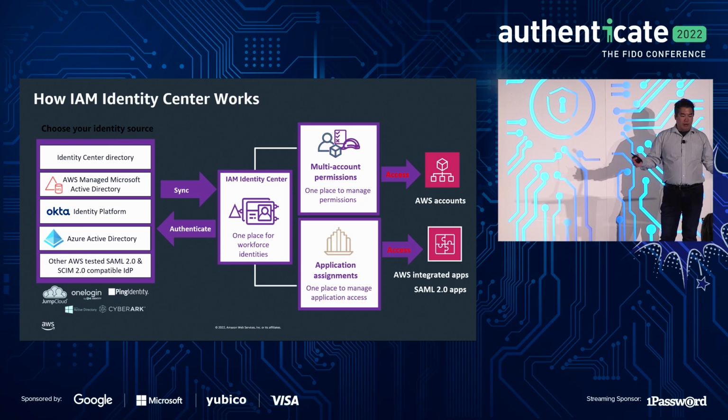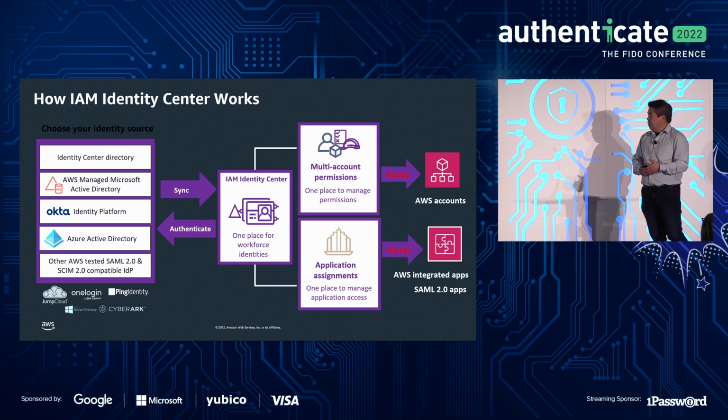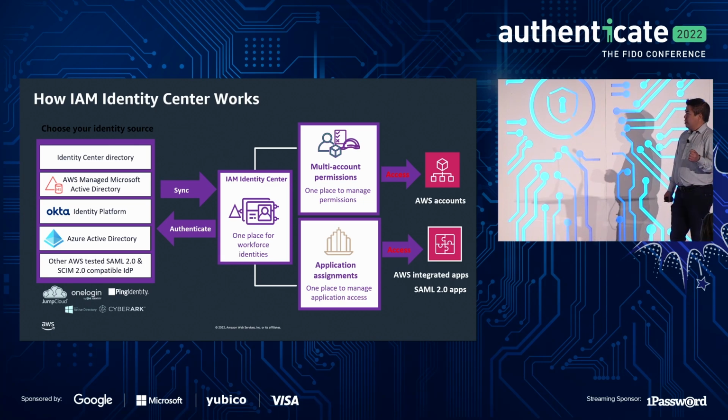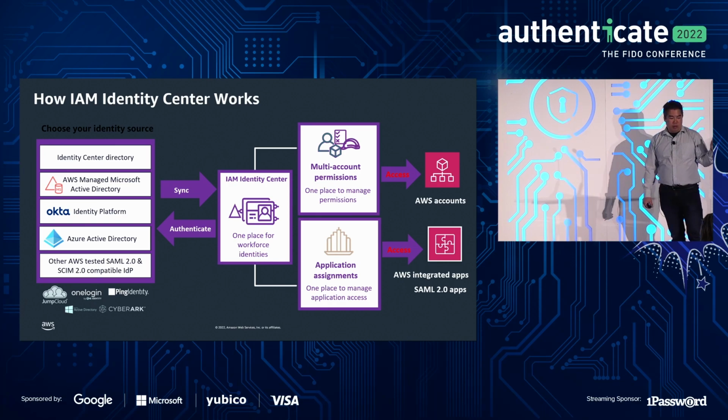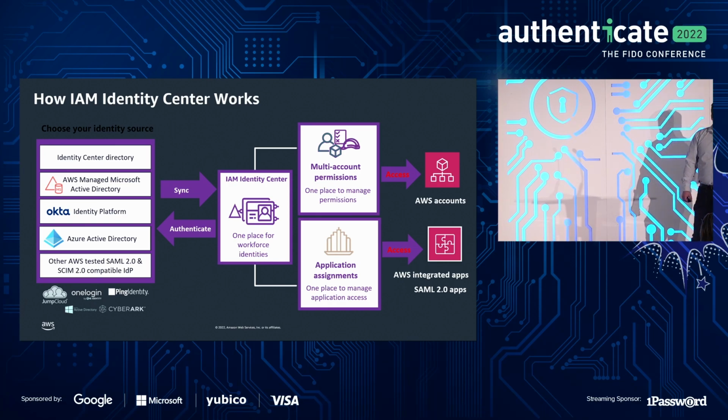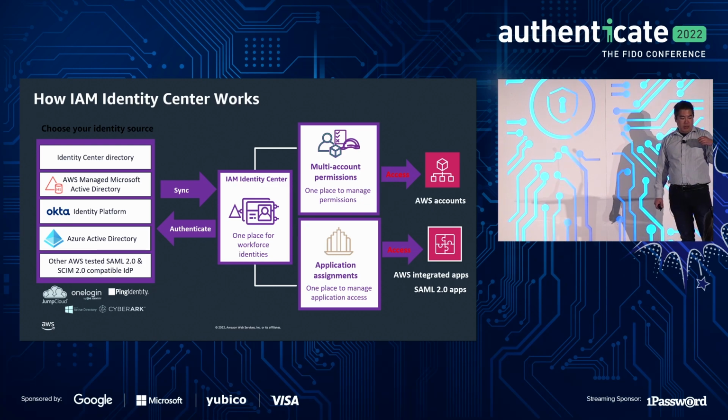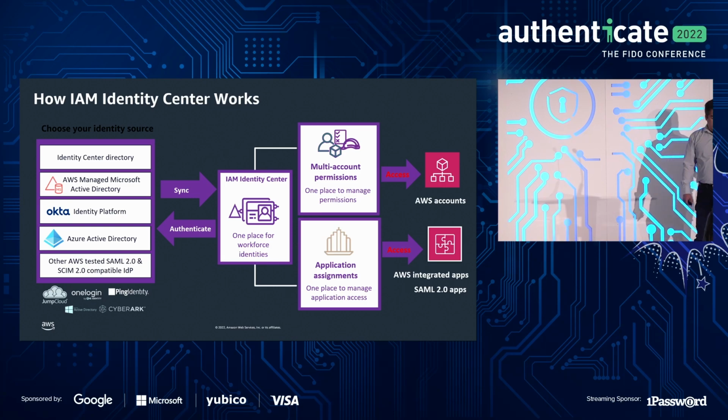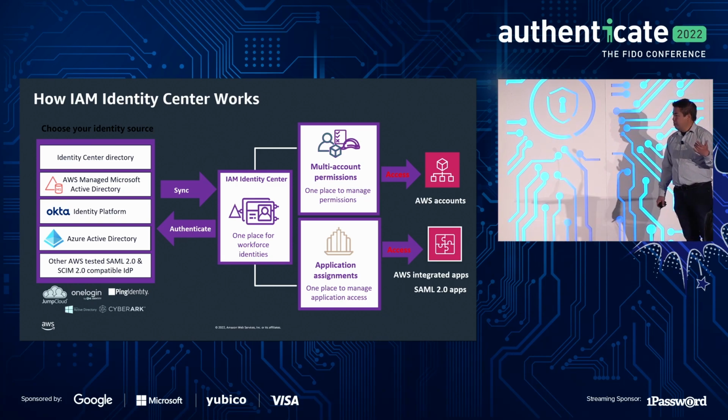So here is a diagram. Here we see on the left, what is your identity source? Identity Center itself actually has a directory, so you can utilize that as well. And we support all these other third-party partners as well. So you can see that we support AWS Managed Active Directory. We also support standalone Active Directory. We support Okta, Azure AD, OneLogin, Jump Cloud, Ping Identity. We also support other ones that are not listed in here. The other ones that we've tested with SAML 2.0 will work.